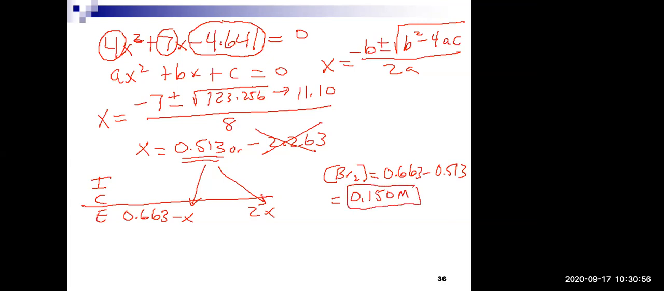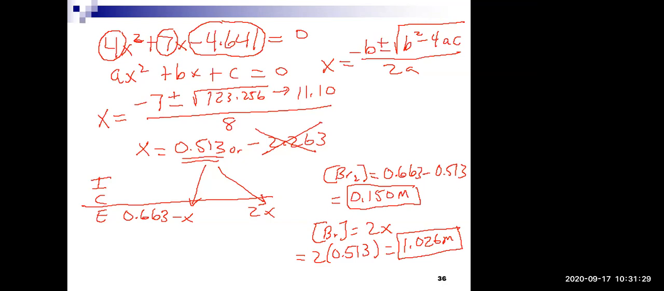And for our Br concentration, it is equal to 2 times x, which means 2 times 0.513. If we do that, what we end up with is 1.026 molar as the concentration at equilibrium of our Br, and 0.150 as the concentration of our Br2. Question on that calculation there?